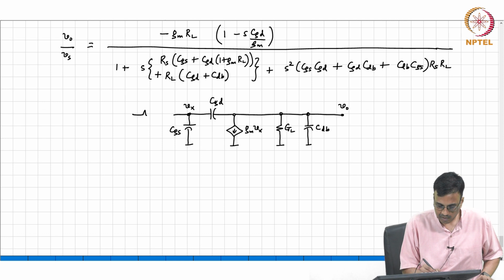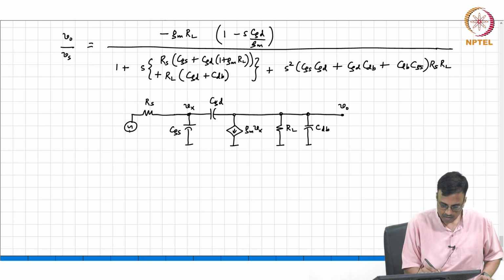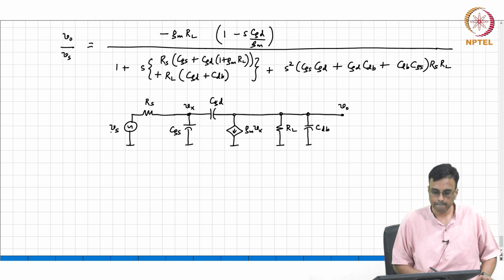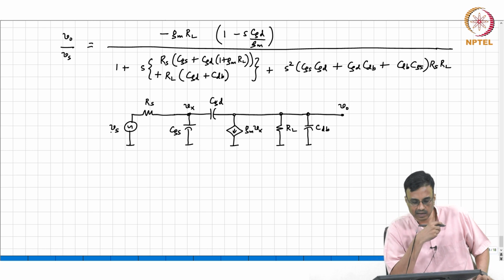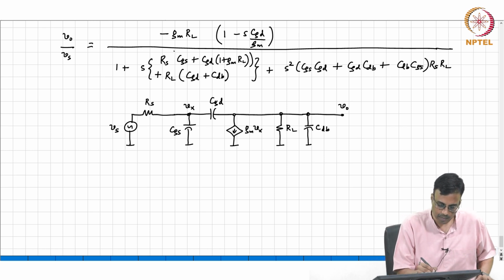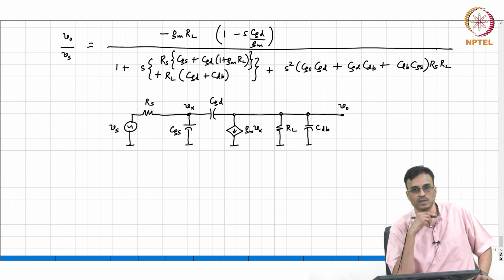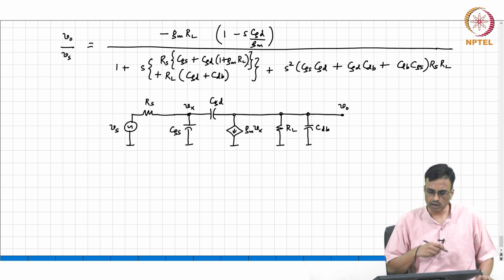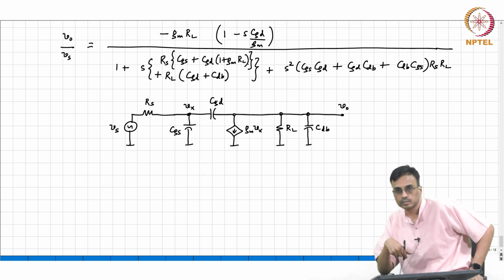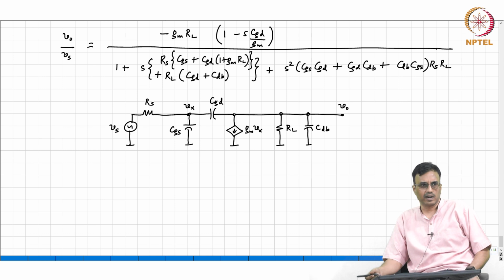Let us go back to our original circuit, which is RS here, RL here, and this is Vs. Okay. Now, there is no denying that this expression looks very intimidating, a whole bunch of terms. Let us stare at this expression and see if we can get any insight into why these terms make sense. First thing, what order transfer function do we have? It is a second order transfer function.